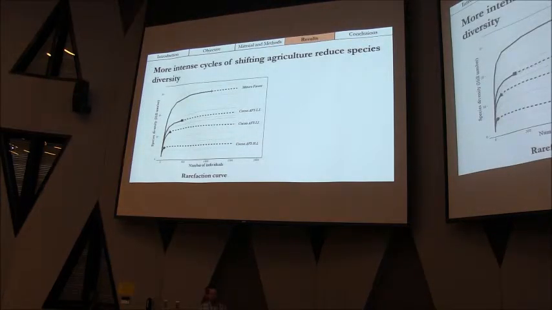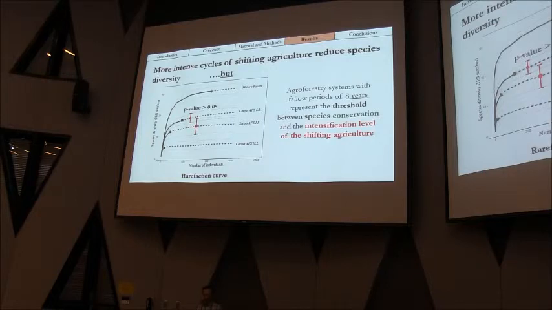So these are some results. And as I was expecting, more intense cycles of shifting agriculture reduce species diversity. So this is a rarefaction curve, which shows species diversity in terms of our sample size. And it shows that mature forest communities, of course, contain more species diversity. So when people transform these areas, that species diversity level is significantly reduced, especially with cocoa under high intensification levels.